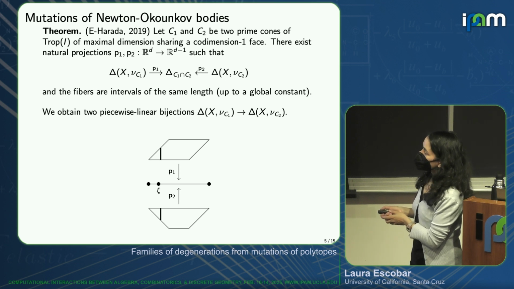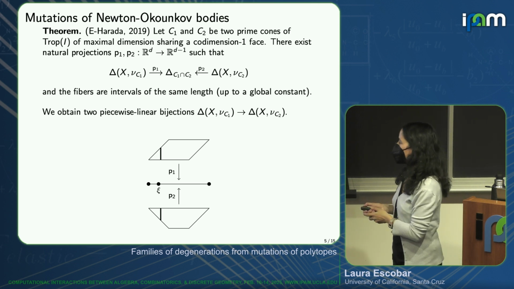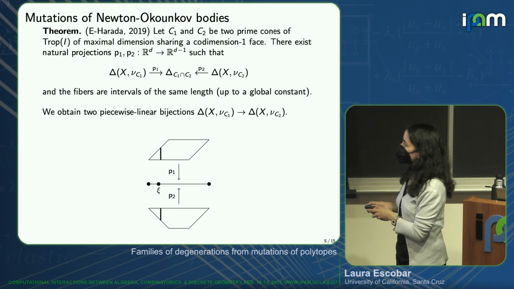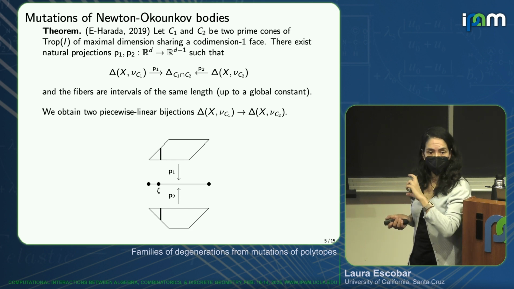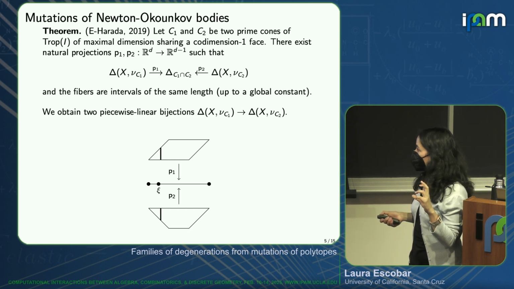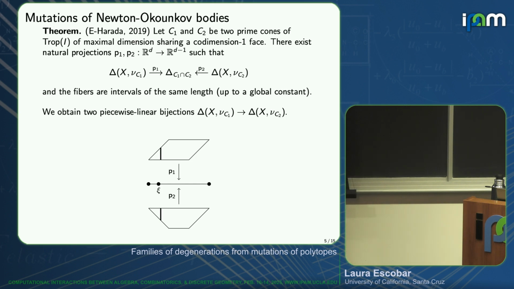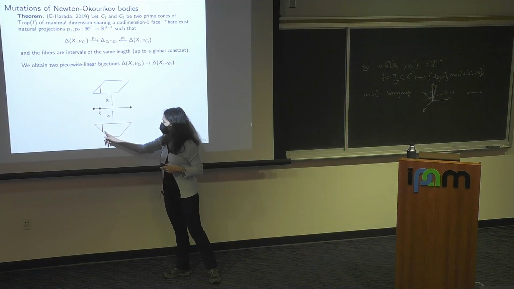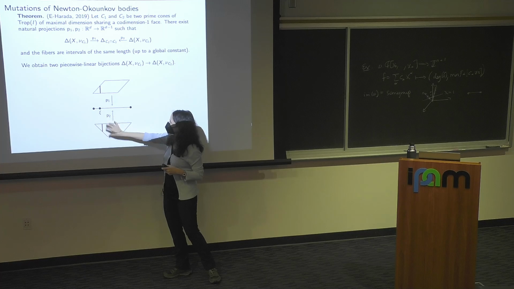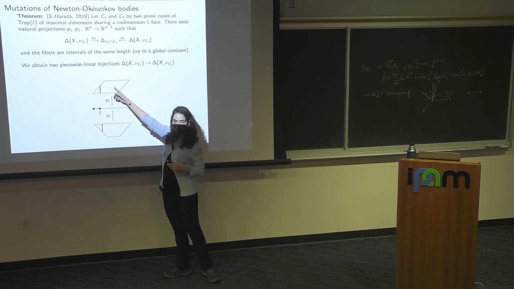And more importantly, because that is not that exciting to me, what's more exciting is that if you look at the fibers of each of these maps, so you pick a point here and you look at the fiber over each of those two, you're going to get intervals of the same length. So you can imagine you're arranging all these line segments of this polytope and you can shift them up and down to obtain the polytope on the top.